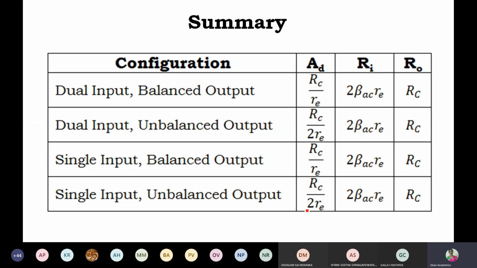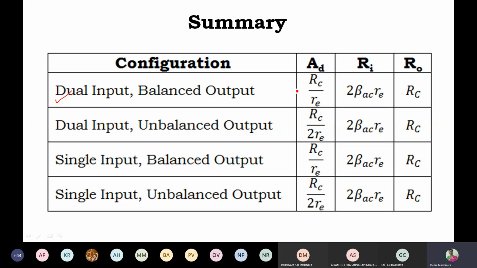So like that, let me show you the summary of all these 4 configurations. Everything, we have one marketing strategy, buy one and get one. If you buy one, you will get one more. Nowadays buy one and get two also, so many offers. So now what I say is learn one and get 4, right? If you learn only dual input balanced output differential amplifier, that is sufficient to derive any of these configurations. Now we have seen 4 configurations.